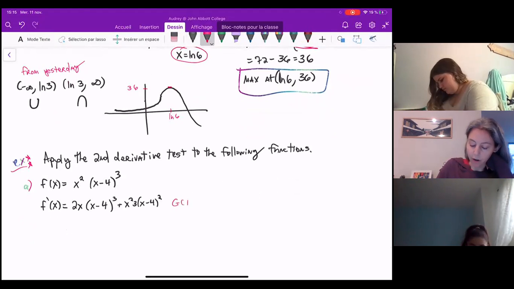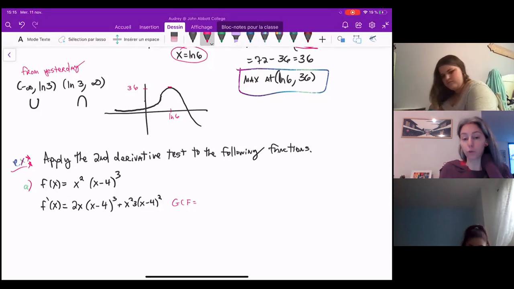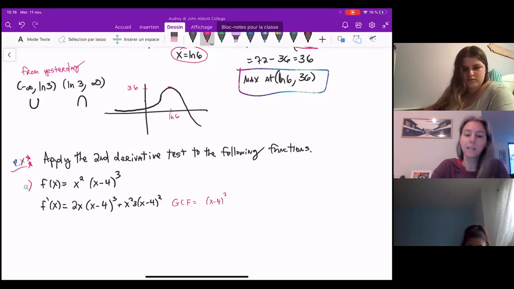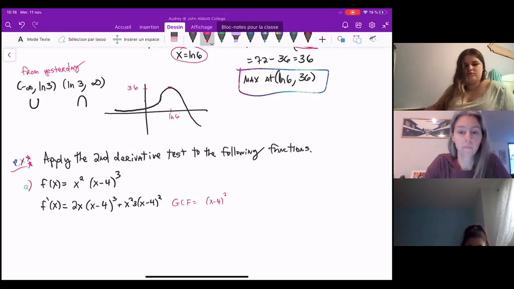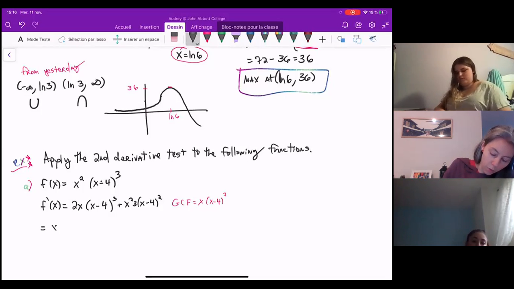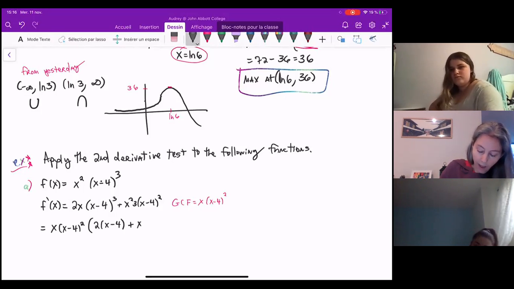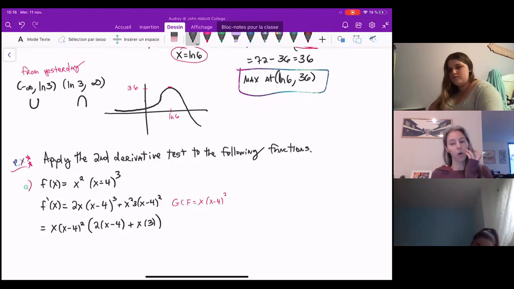And what is my GCF here? So x minus 4 squared is part of it, but not all of it. There's something else here. So I have x minus 4 squared. Do I have anything else that shows up on both sides? You got it. There's an x there. So this is actually x times x minus 4 squared. So this is equal to x times x minus 4 squared times 2 times x minus 4 is left over in the first term, plus x times 3 is left over in the second term.